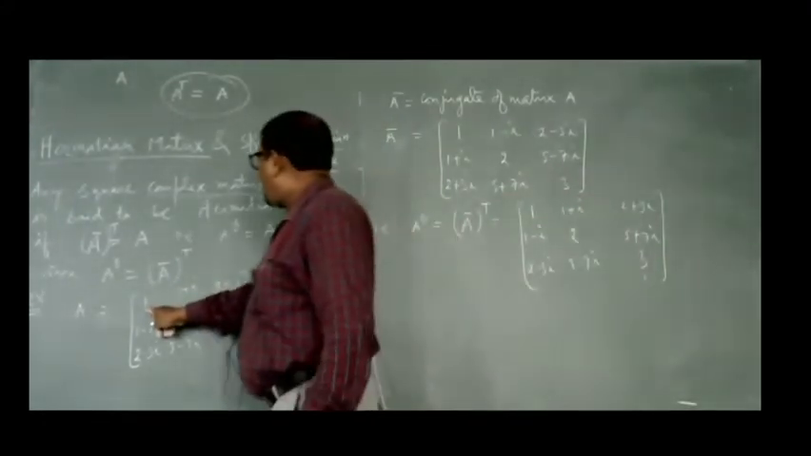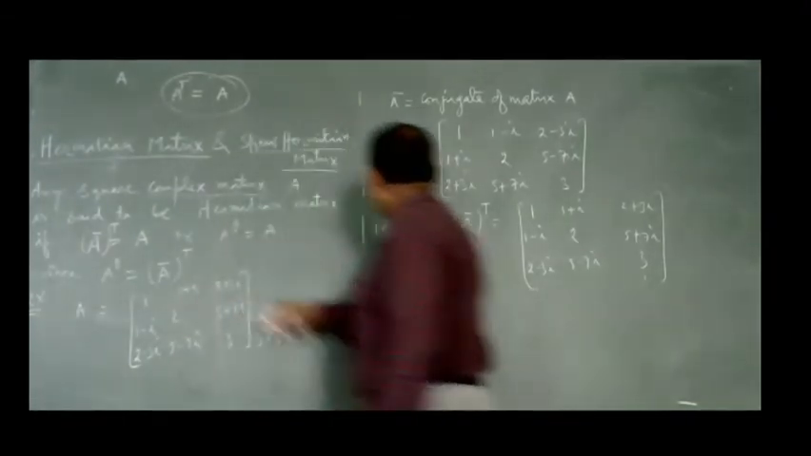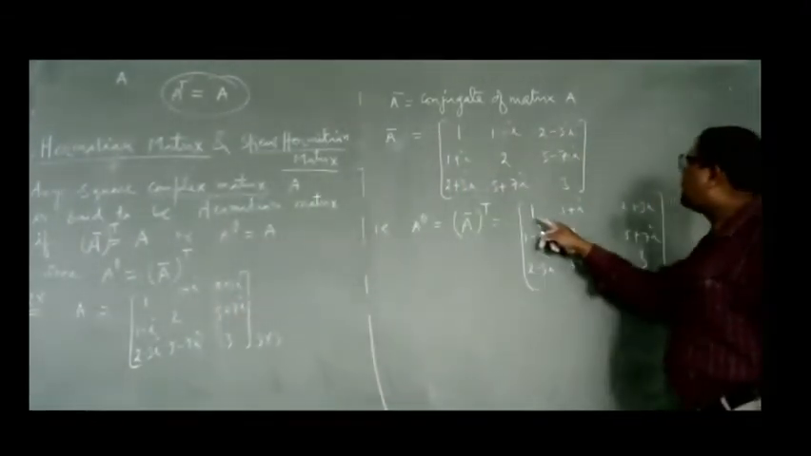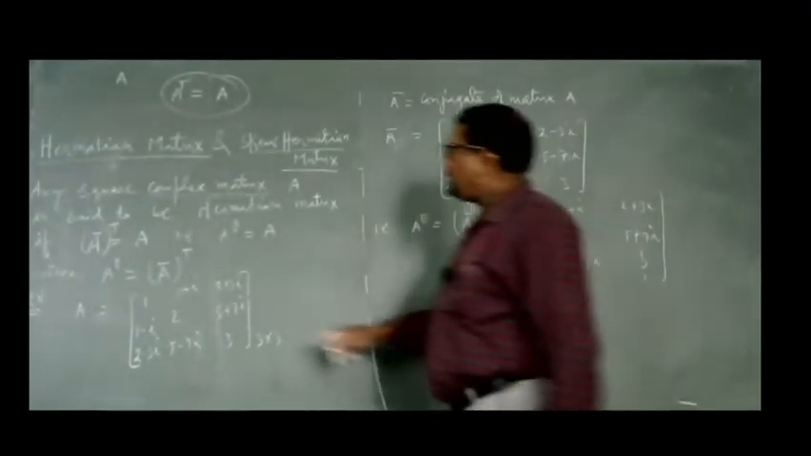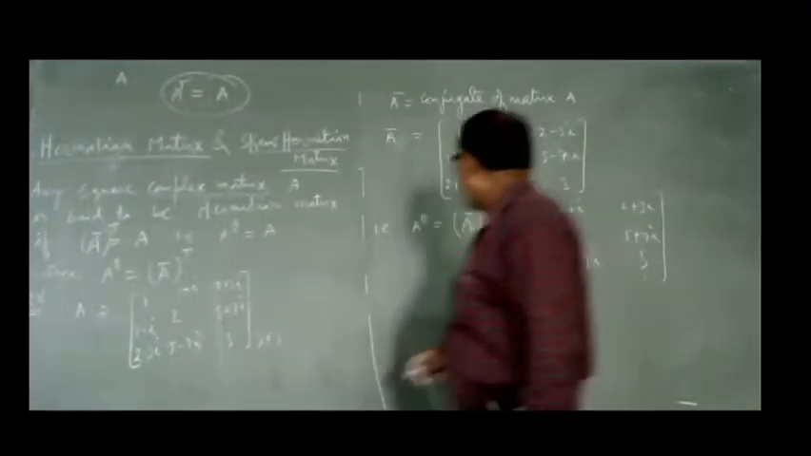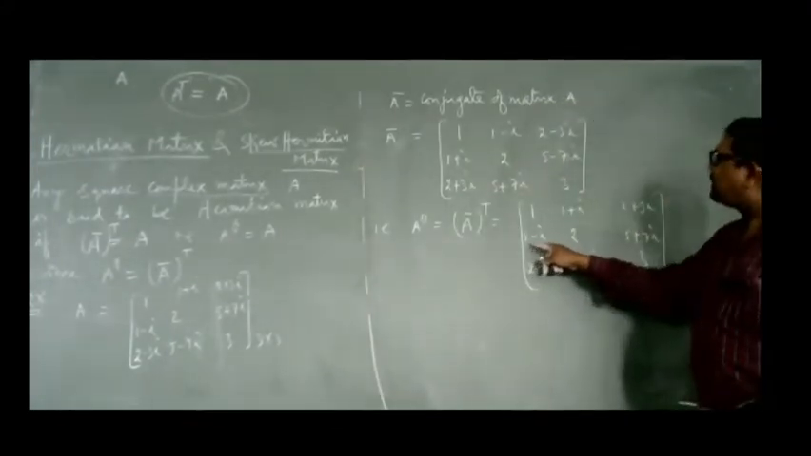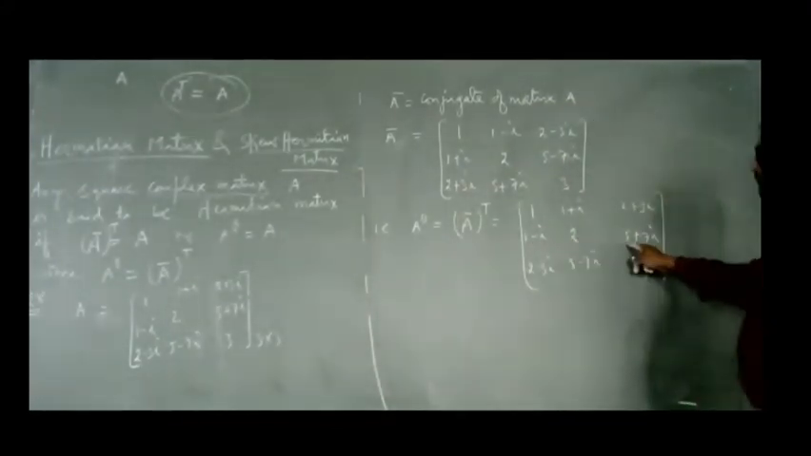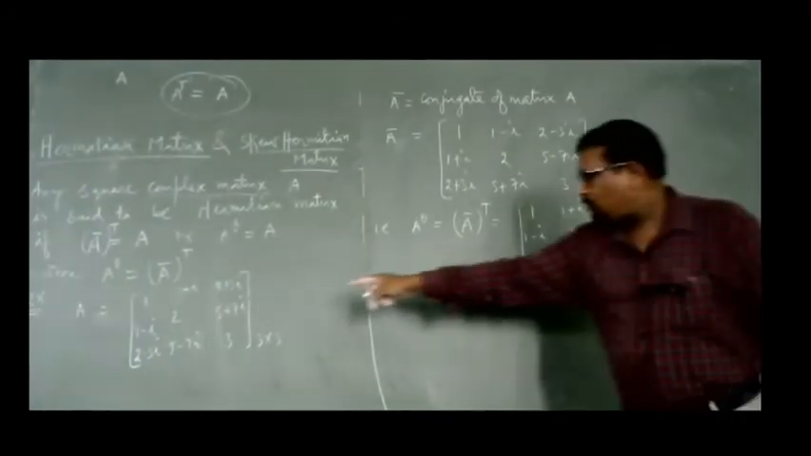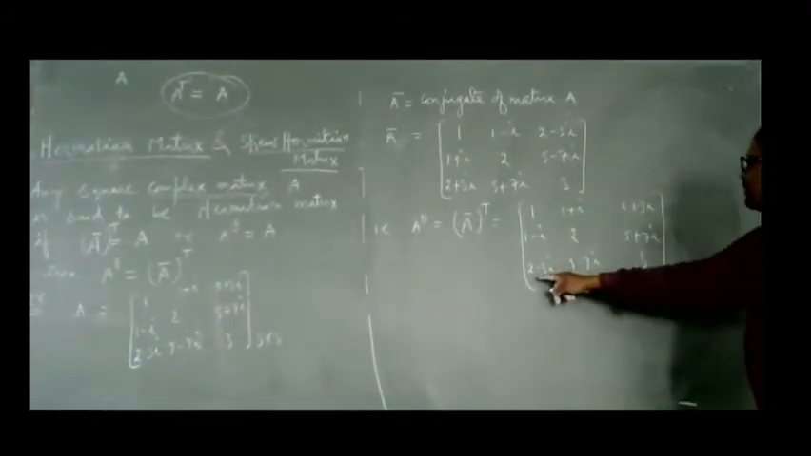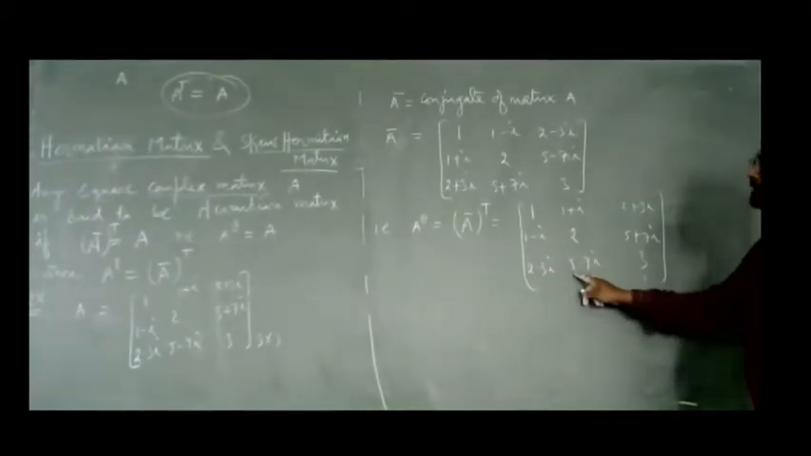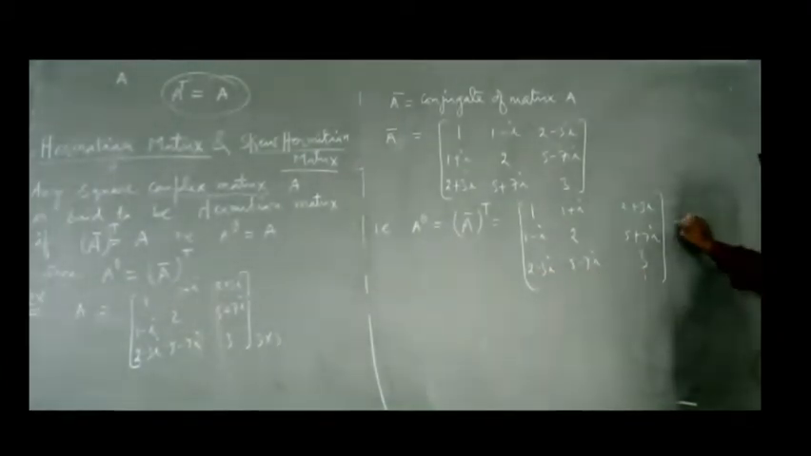In the first row, 1 plus i, 2 plus 3i. Here also in the first row, 1 plus i, 2 plus 3i. In the second row, 1 minus i, 2, 5 minus 7i; here in the second row, 1 minus i, 2, 5 plus 7i. Third row, 2 minus 3i, 5 minus 7i, 3; and here in the third row, 2 minus 3i, 5 minus 7i, and 3. So it becomes A.